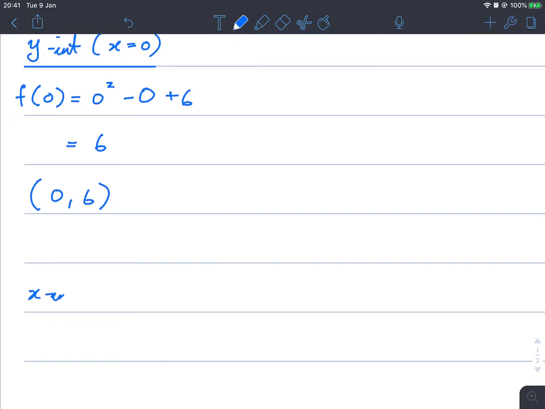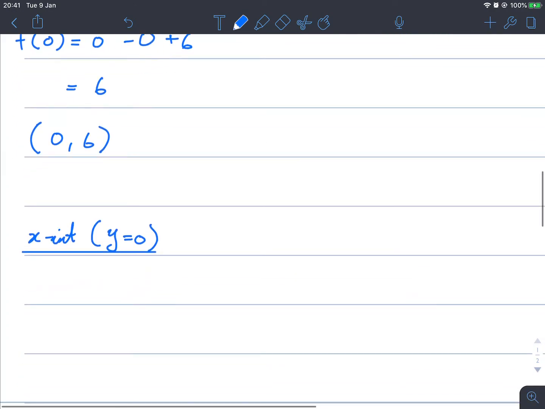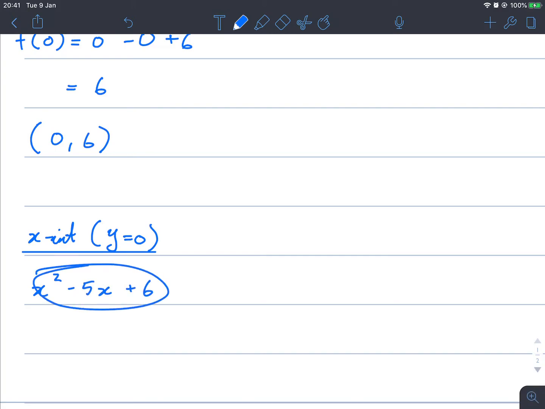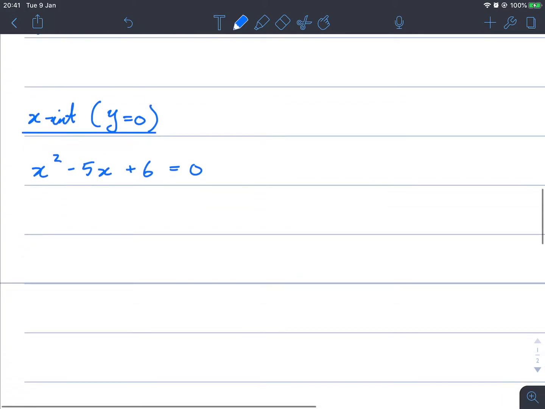Let's now find the x-intercepts. In this case, y is equal to 0. We take the function x squared minus 5x plus 6, and we let the entire expression equal 0. As you can see, this is a quadratic equation. You can solve this in whichever way you like. For me, I will solve this using factoring.